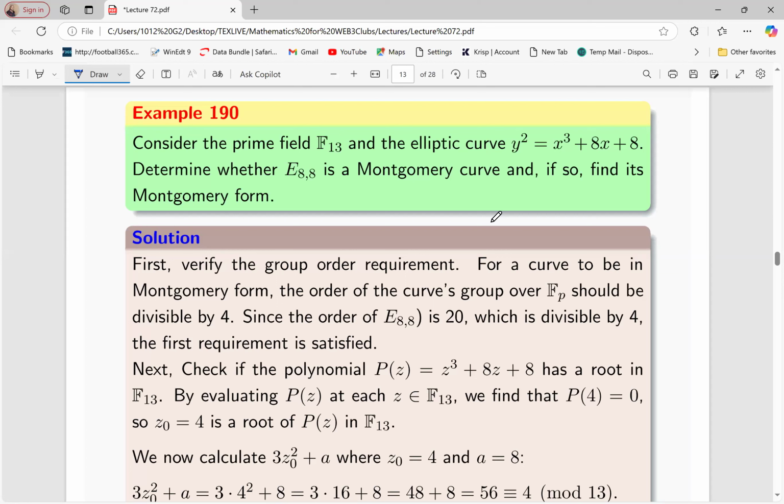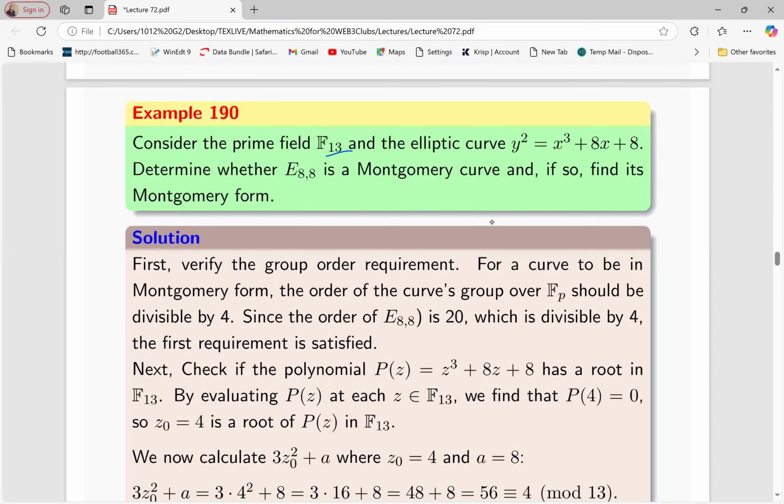Now, we've been given mod 13 and the short Weierstrass form, and the question is to convert to Montgomery. The first thing we want to do is to find out how many points it has. Are these points divisible by 4? If they're divisible by 4, the first condition would have been met. So we proceed and check the second condition. I discovered that this had 20 points. 20 is divisible by 4. The first requirement has been satisfied.